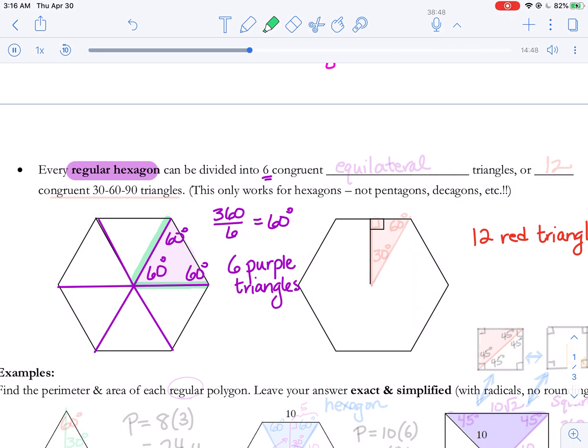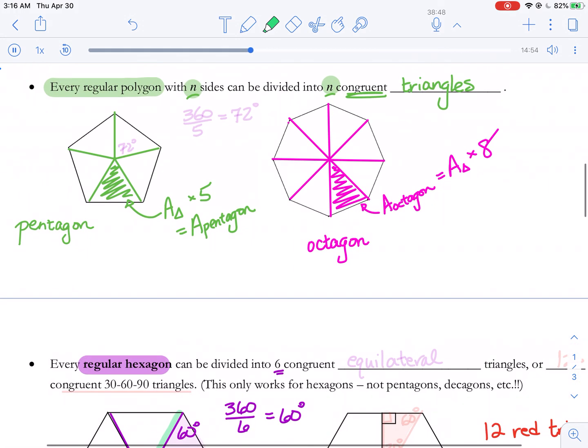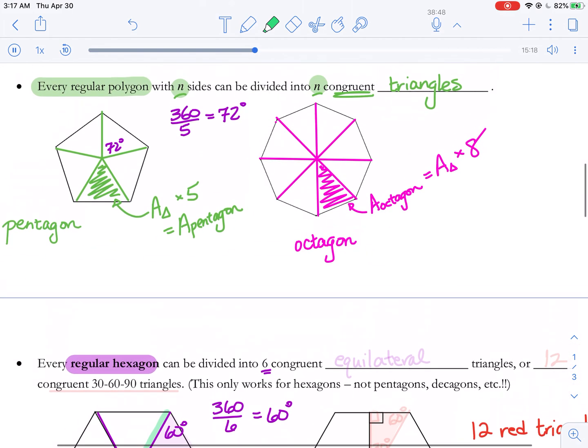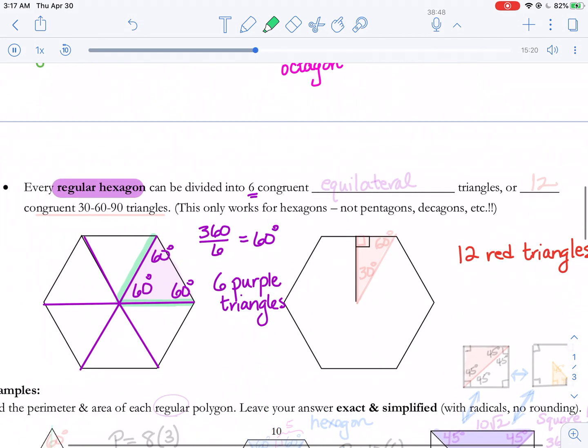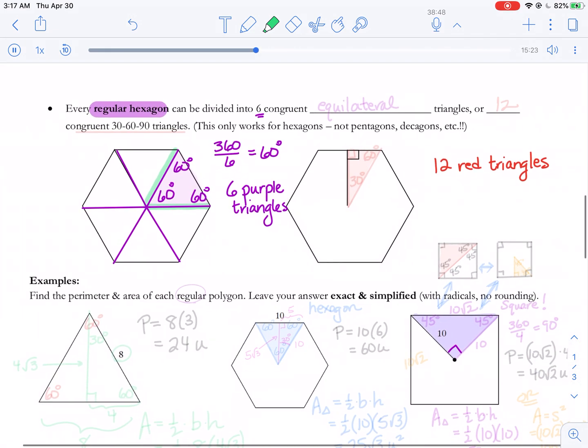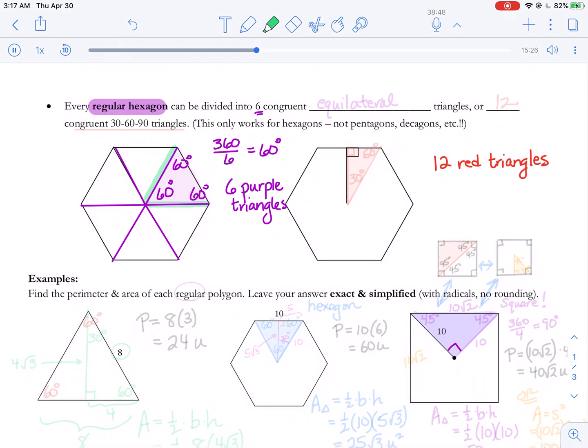Okay, now that won't happen with, let's say, the pentagon here. If you try to find what's called a central angle, the one where the vertex is the center of the circle, by doing 360 divided by 5, that's 72. This angle in here would be 72 degrees, so that's not an equilateral triangle. That's special for hexagons. It'd be the same thing with the octagon. If you divide 360 by 8, you get 45. So a regular hexagon is super special because it will give you 6 congruent equilateral triangles, or regular triangles.